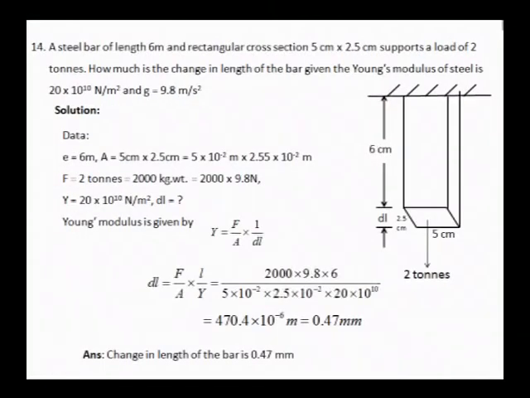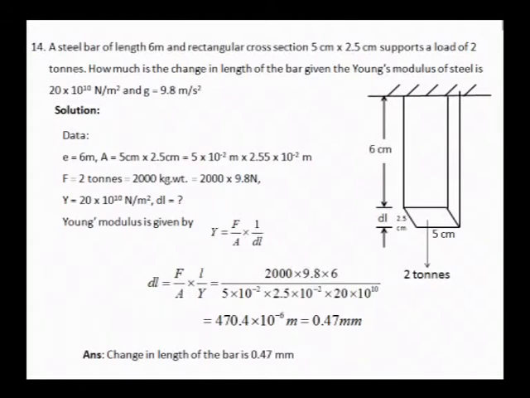The next problem: a steel bar of length 6 meter and rectangular cross section 5 centimeter into 2.5 centimeter supports a load of 2 tons. How much is the change in length of the bar, given the Young's modulus of steel is 20 into 10 to the power of 10 Newton per meter square and acceleration due to gravity g is equal to 9.8 meter per second square?